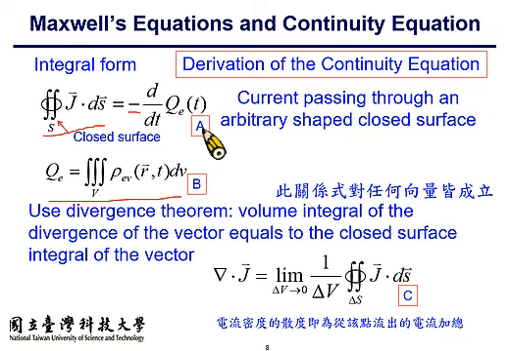So we have two terms, A and B, and we have another relationship, the divergence theorem. The divergence theorem states that the volume integral of the divergence of a vector equals the closed surface integral, which means that we can replace the closed surface integral, which is usually more difficult to process, with the volume integral of the divergence of that particular vector.